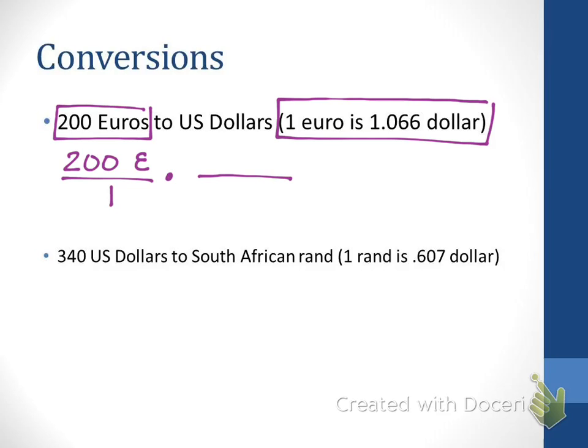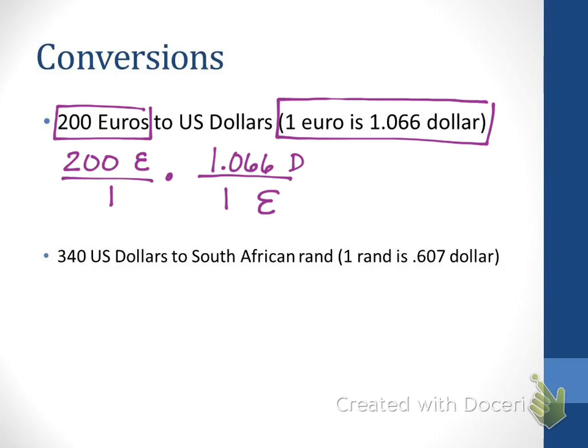Look at your first fraction. We had 200 what? Euros. So whatever is in the top of the first fraction has to be the denominator of the second fraction. So I know euros has to be on bottom in this conversion. So we've got 1 euro in the exchange rate. And then that means $1.066 has to be on top.